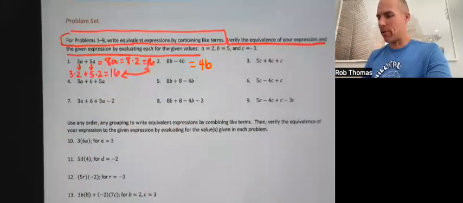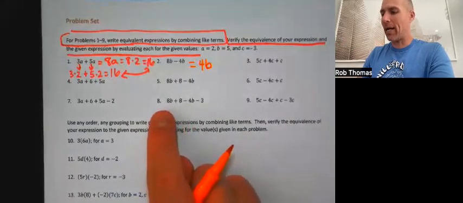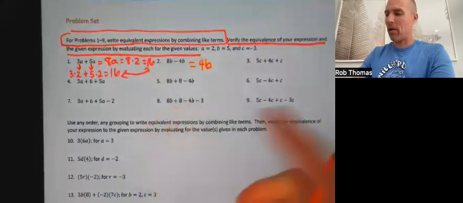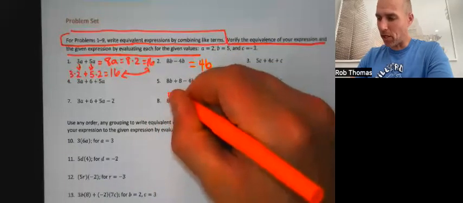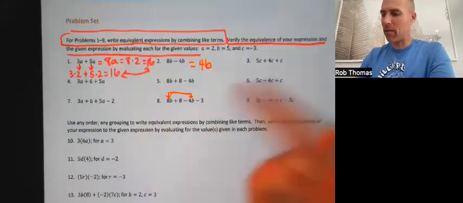Let me skip down to another one. How about number 8? We've got 8b plus 8 minus 4b minus 3. Okay, so the b terms can combine. 8b minus 4b is 4b.